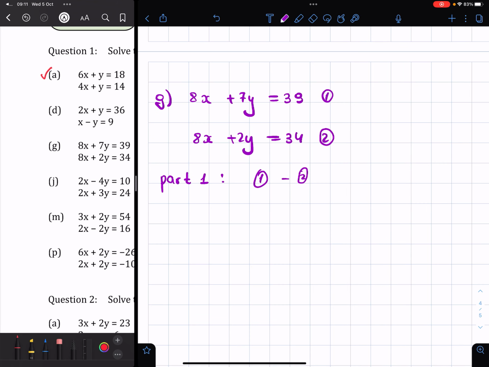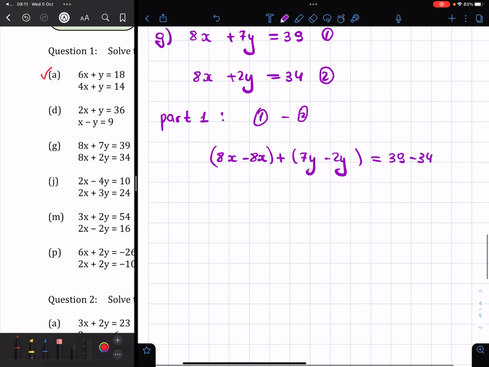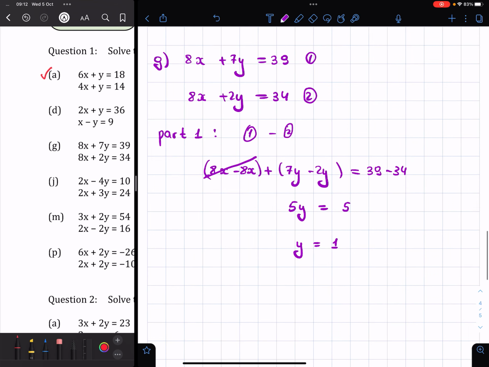Okay. So I'm going to write down 8x minus 8x plus 7y minus 2y equals 39 minus 34. Okay? So 8x minus 8x gives us 0, and 7y minus 2y gives us 5y, equals what? Equals 5, 39 minus 34. So y is what? y is going to be 1.